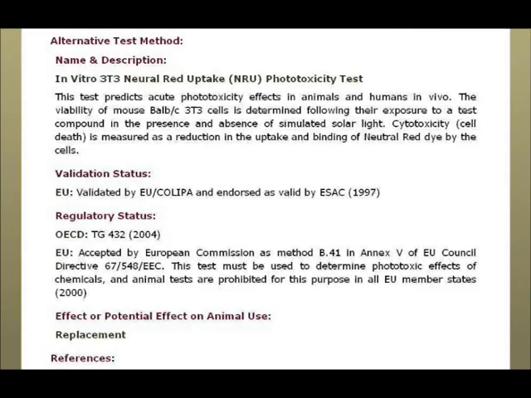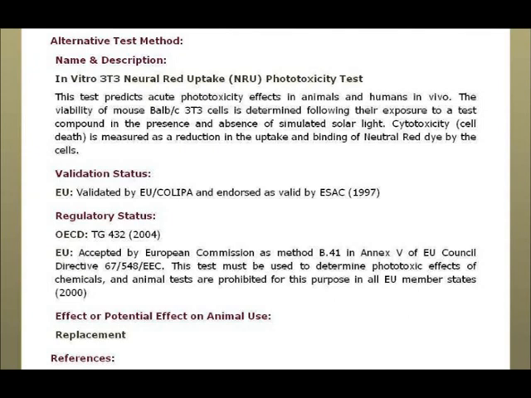So let's have a look at the very last slide now to find out about this unusual regulatory advice. Here it is then, under regulatory status, OECD TG 432 (2004), EU, accepted by European Commission as method B.41 in Annex 5 of EU Council Directive 67/548/EEC. This test must be used to determine phototoxic effects of chemicals, and animal tests are prohibited for this purpose in all EU member states.